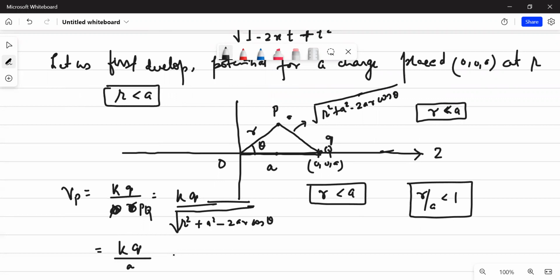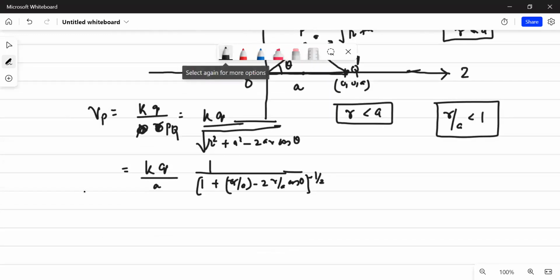I'll take KQ upon A, and this will become 1 upon 1 plus R upon A, and then you have minus 2R upon A, and then you have cos of theta, and then you have minus half. Is that clear?